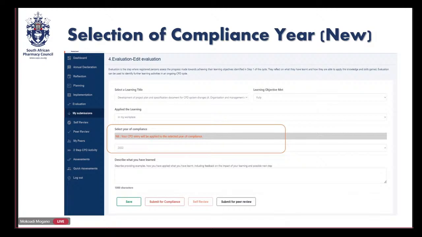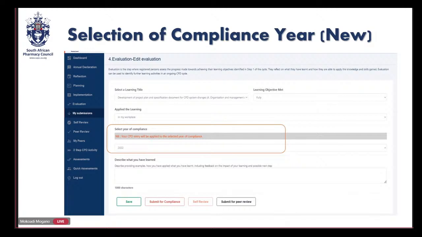So what we have done in order to separate the CPD activities is that we have added under the evaluation step there, which is step number 4, where you select the year of compliance that you want to submit that particular CPD activity for. So I've boxed it there in the orange box so that you can see there. You are able then to select the drop down arrow, then you select whether you want to submit it for 2021 or 2022, right? So that your CPD is allocated correctly to the correct CPD compliance year.